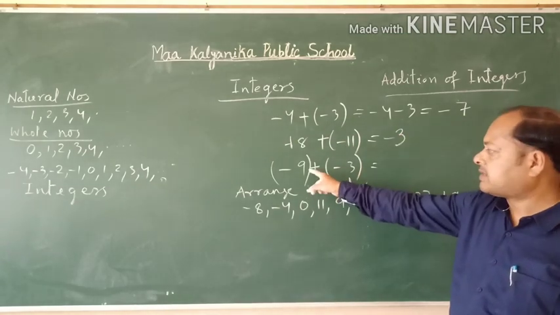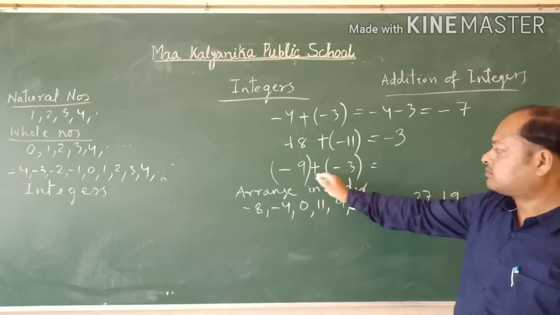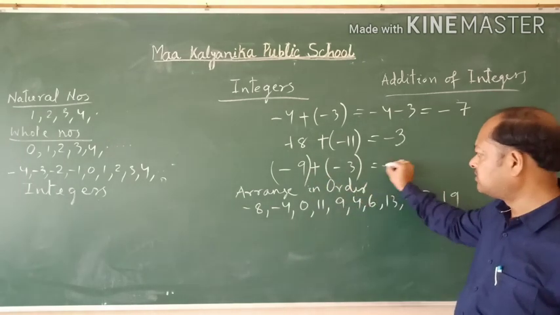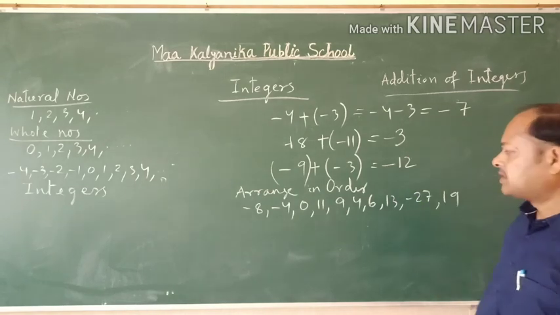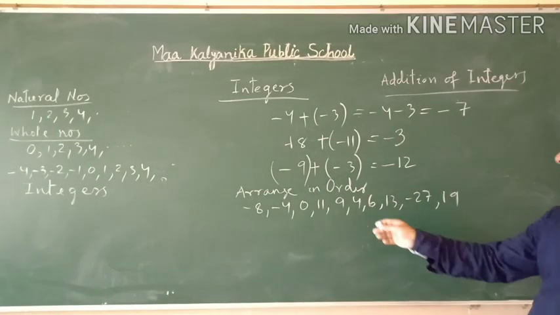See this question here, minus 9 plus minus 3. Here both numbers are minus, so the answer will be minus, and just add them: 9 plus 3 is 12. Now let's see the arrangement in order.